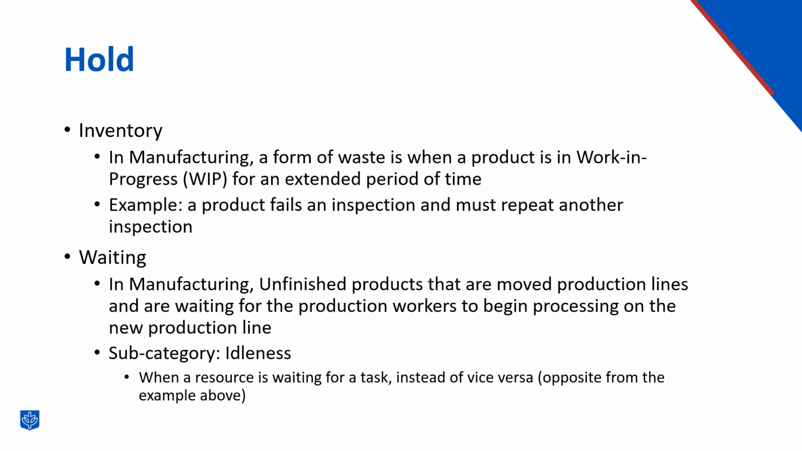And also waiting is another subcategory. In manufacturing, unfinished products that are moved between production lines are waiting for production workers to be in processing on the new production line. And then there's also idleness, where the worker is essentially waiting for the product, which would be the reverse of the waiting situation.